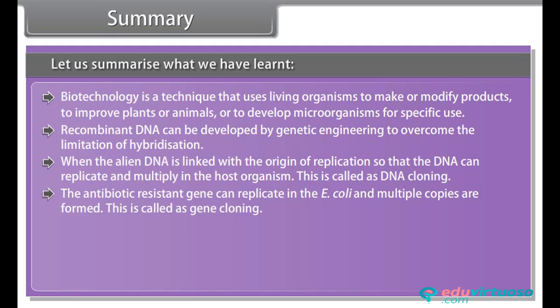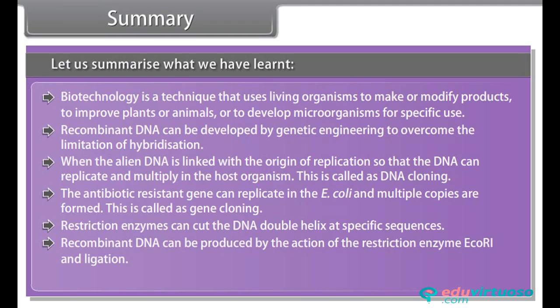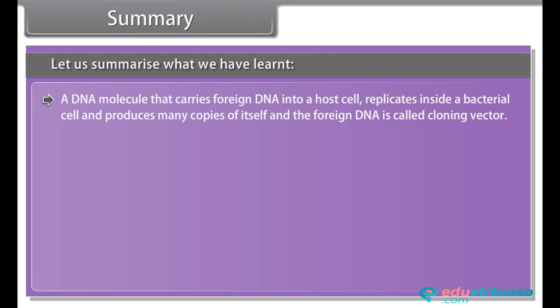The antibiotic-resistant gene can replicate in the E. coli and multiple copies are formed. This is called gene cloning. Restriction enzymes can cut the DNA double helix at specific sequences. Recombinant DNA can be produced by the action of the restriction enzyme, E. coli, and ligation. Gel electrophoresis is used to separate DNA fragments. A DNA molecule that carries foreign DNA into a host cell, replicates inside a bacterial cell, and produces many copies of itself and the foreign DNA is called a cloning vector.